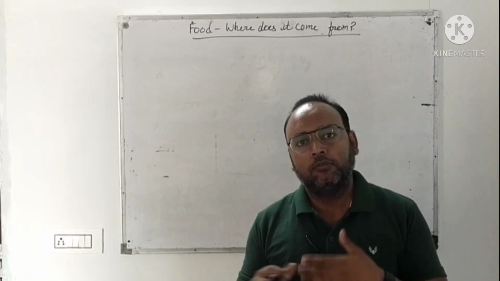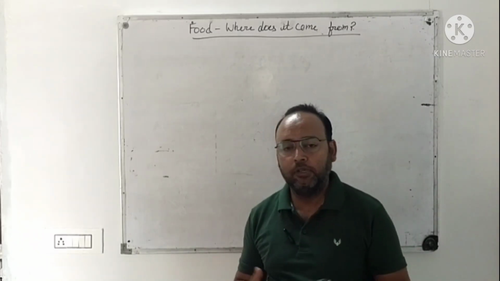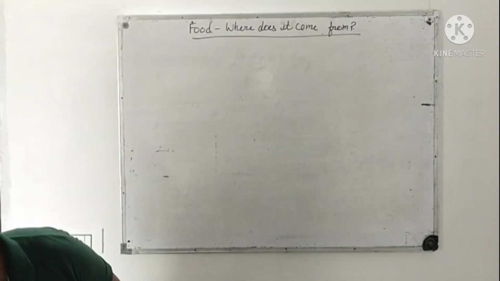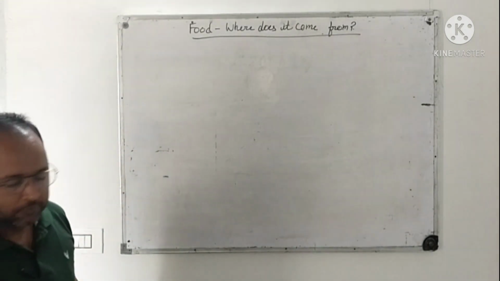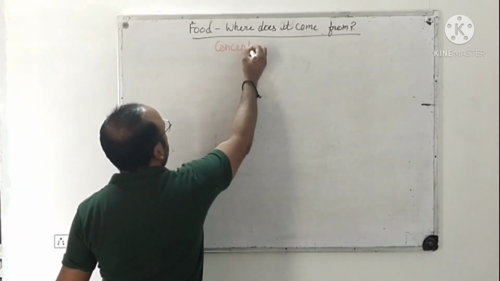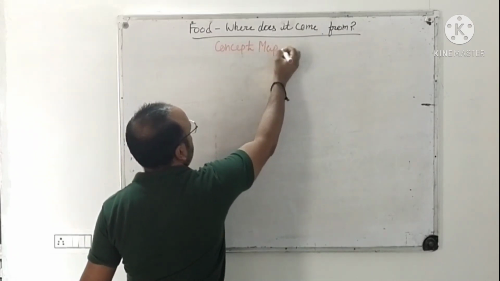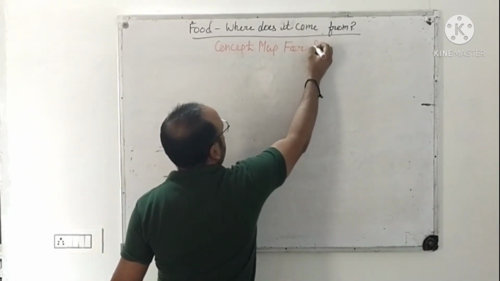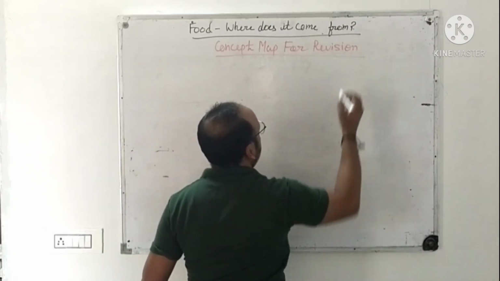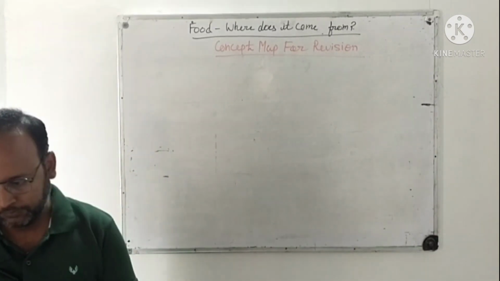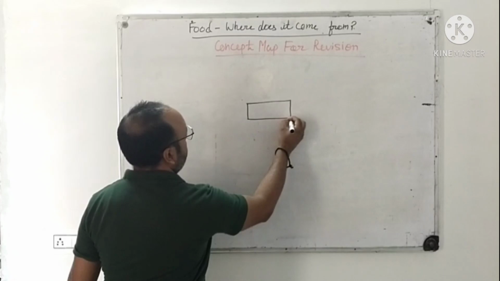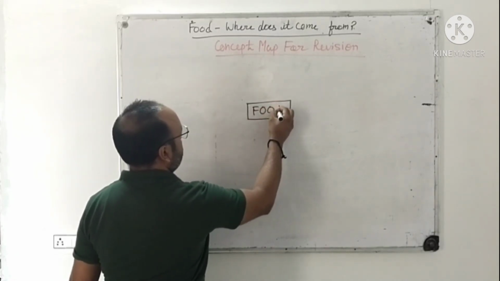In this chapter, we will discuss the mind map, or we call it the concept map, for a reason. Today what I am discussing with you will be the concept map. This will be helpful to revise the full chapter, right? So let's start. In this chapter we have studied a very important thing, that is food.